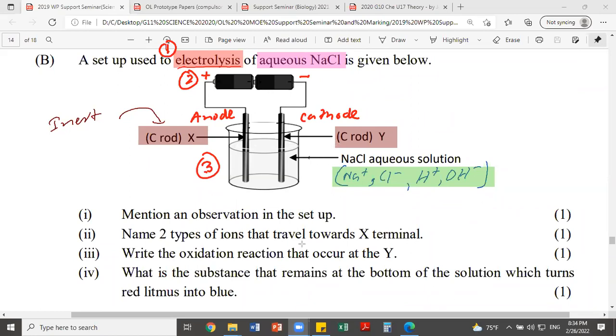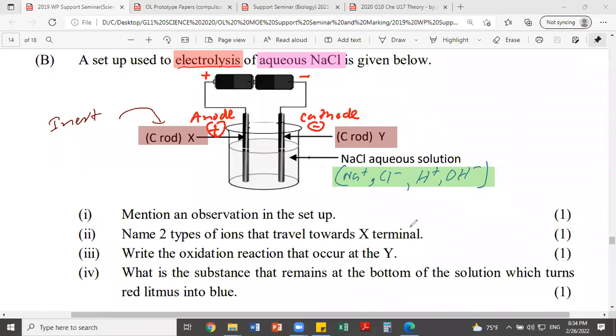Now, out of these four ions, let's see, the anode is what? Positive. Anode is positive. Therefore, anode attracts anions. I'll write again: in electrolysis, anode is positive, cathode is negative. This positive anode attracts what ions? Anions.